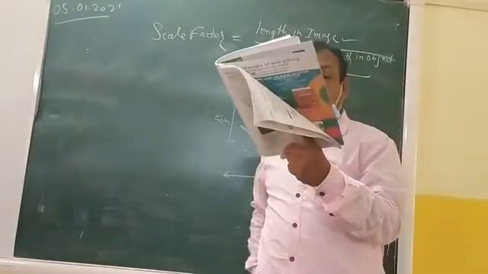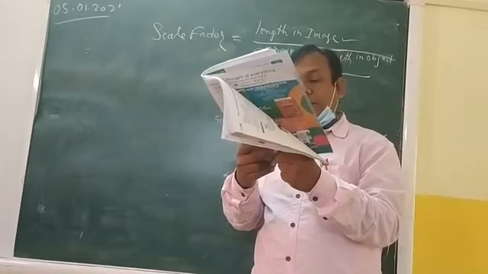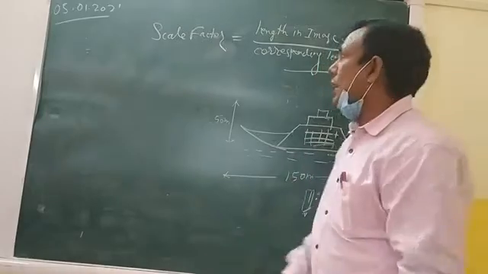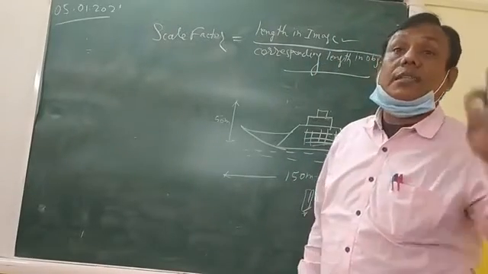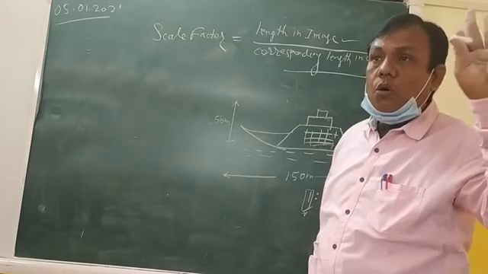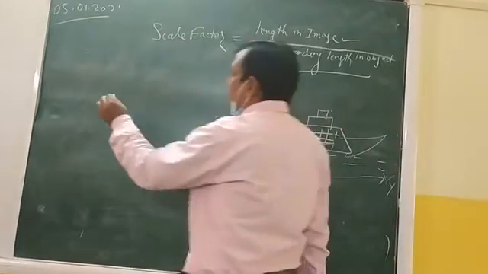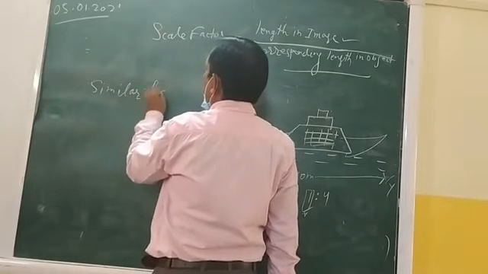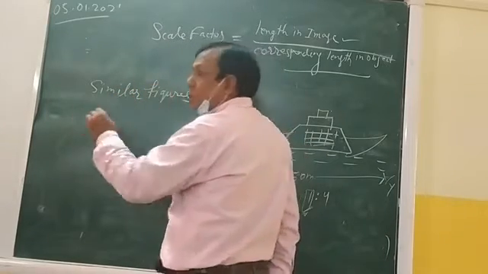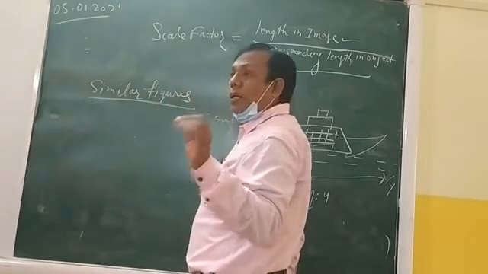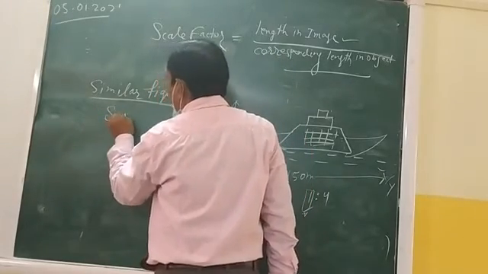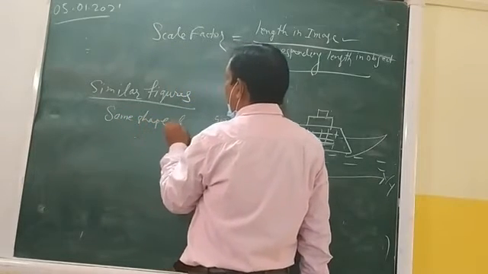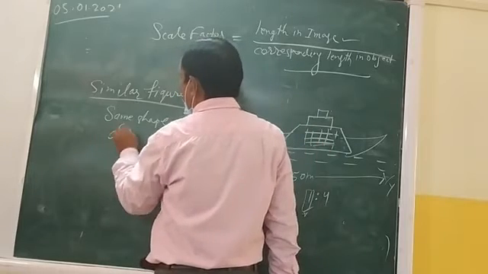A scale drawing of an object is of the same shape as the object but of a different size. It means that you have already studied the concept of similar figures. You know what similar figures are? Similar figure means what? Same shape, but different size.